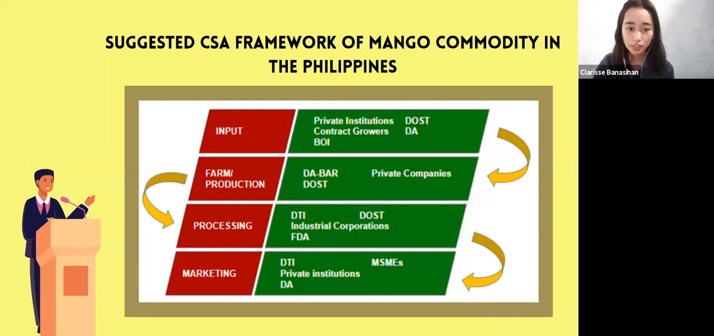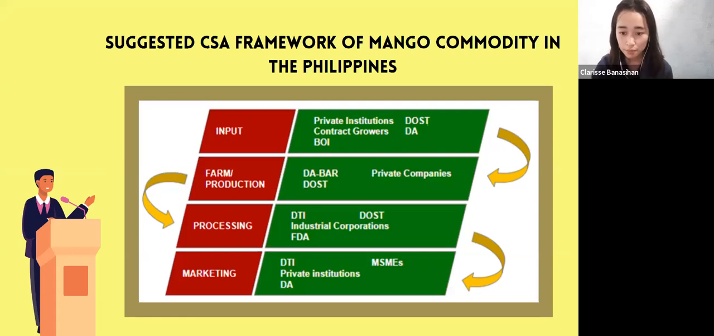To make the recommendations feasible, the figure below shows the suggested framework of the mango commodity. In the input sector, the coordinated effort of private institutions, DOST and DA, to conduct studies on how to lessen the use of inputs, especially chemical sprays, together with the cooperation of BOI and contract growers, can help the sector to improve. For the farm production sector, struggles with the current farm practices would be solved through the help of the DA BAR, DOST, and private companies, by conducting studies to improve the production practices of growing mangoes.